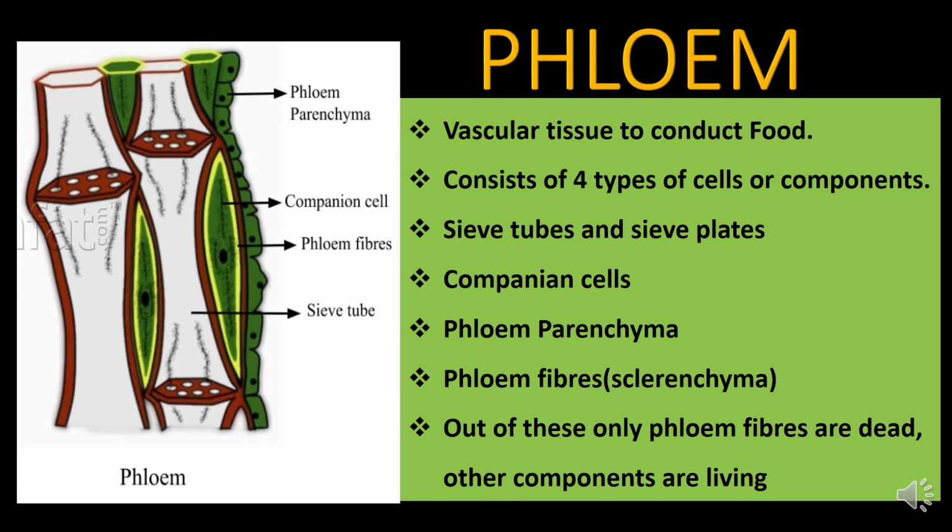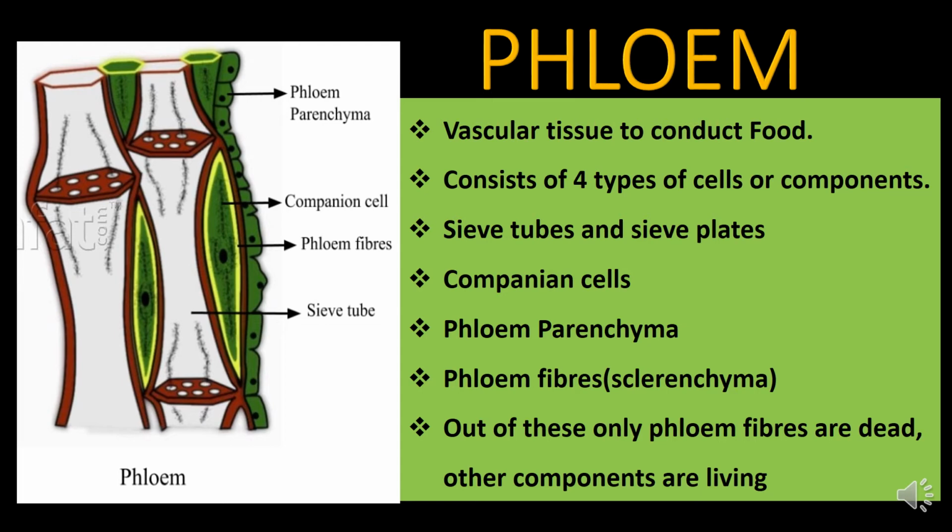Next type of complex permanent tissue is phloem. Phloem is another vascular tissue which helps to conduct food or nutrients throughout the plant. It consists of four types of cells, which are called the components of phloem. As it is a complex permanent tissue, it has different types of cells.